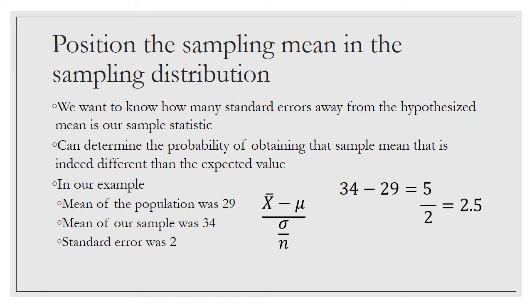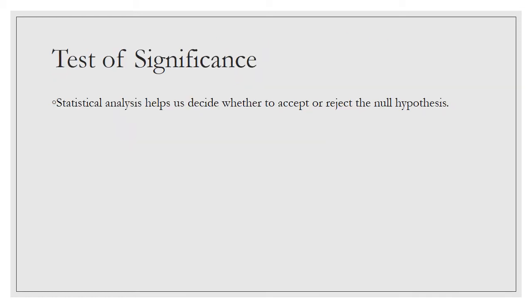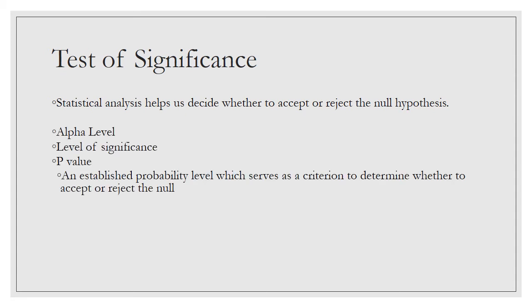So what we are actually doing in significance testing is we're going to take those values, in this case, a very small probability, and compare it to an established level of significance. So let's take a little bit deeper dive into significance testing. In our final stage of hypothesis testing, we're going to state our conclusion and we're going to have a rationale for it. We often use tests of significance to do that. So we have a statistical analysis which helps us decide whether to accept or reject the null hypothesis.